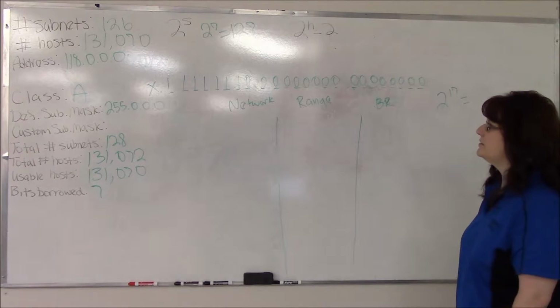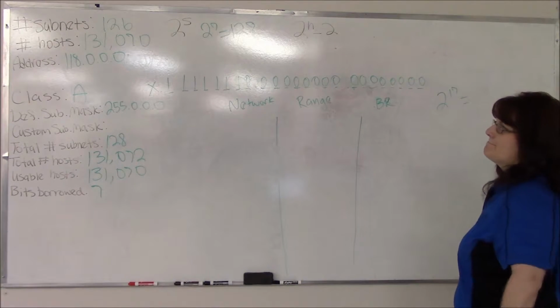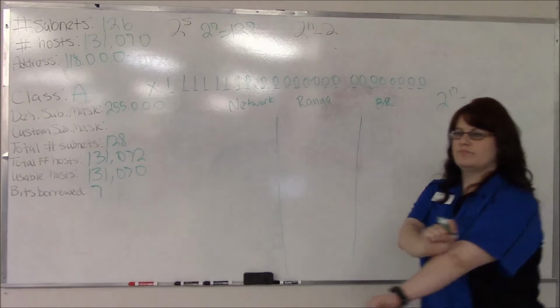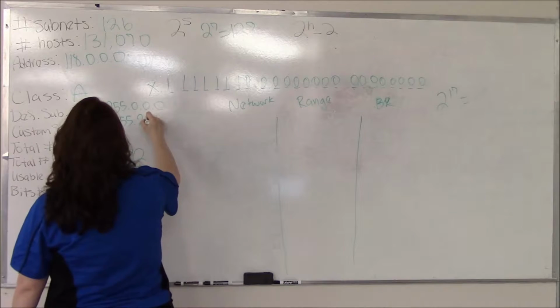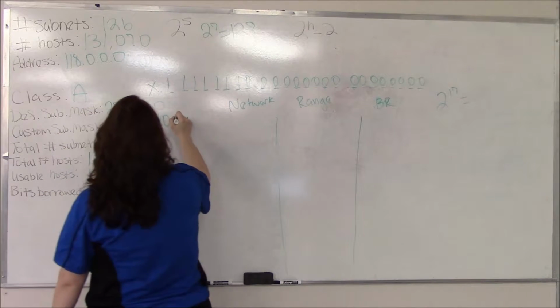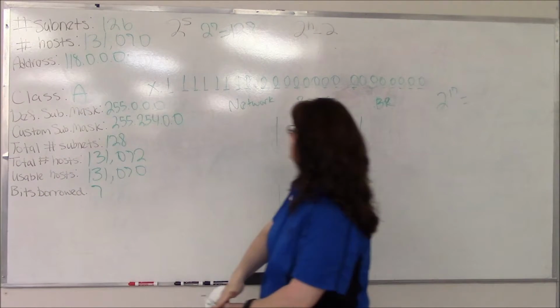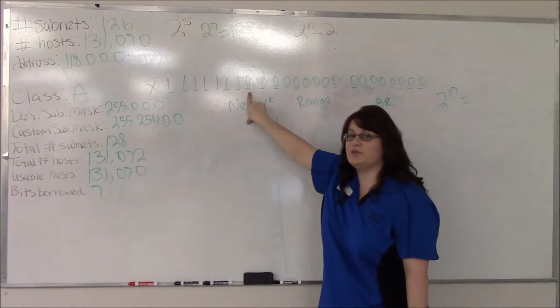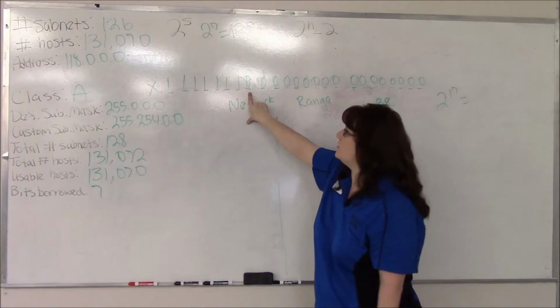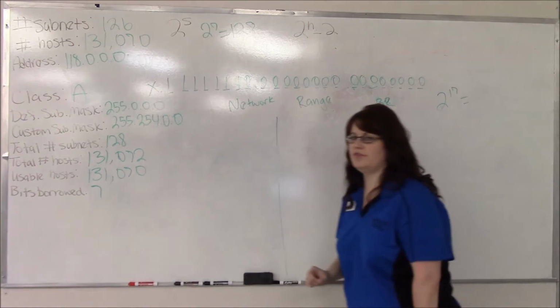What is my custom subnet mask? 255.254.0.0. How did I get that? This is a 0, this very last octet that represents 1 in binary. So this equals 254.